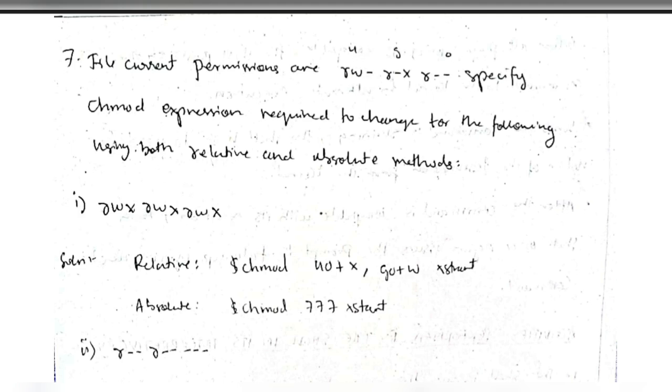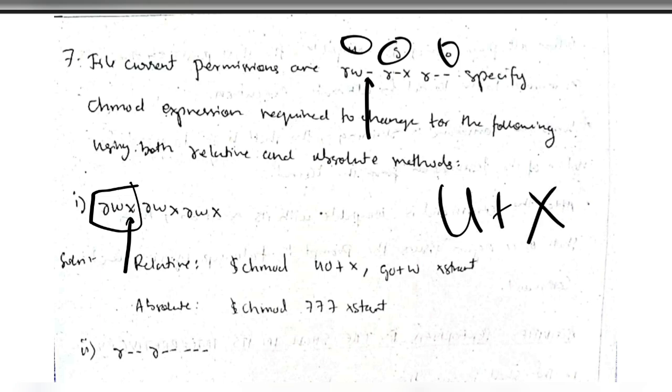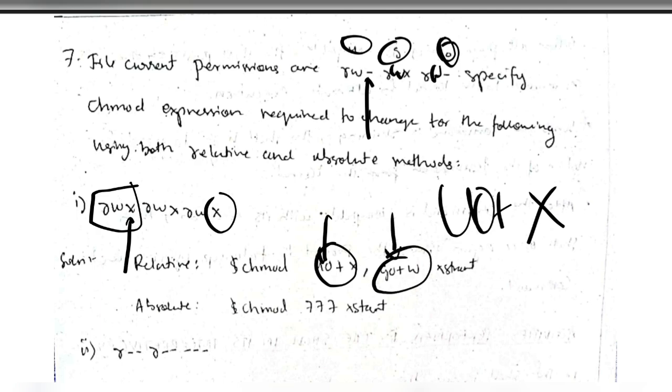In relative, what I told you, whatever we want to add and remove, we'll be using plus or minus, and specifying where we want to add, like for example ugo. Here in u, x is getting added, right? So I'll write u plus x. That's what I've written here. Also in o, x is getting added, so I'm doing that at the same time. So I've written uo plus x. And then in g and o, w is getting added, so I have written go plus w, and then the file name, xstart.